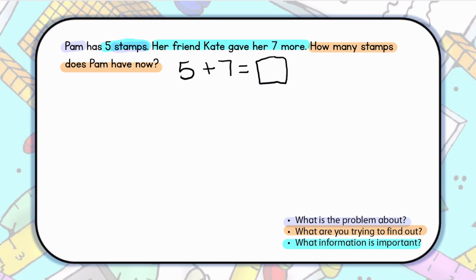Okay. So what can I do to solve this? Let's see. I could draw 5 circles, right? And then 7 more. And then count them all together. Sure, I could do that. But what if I told you that there is actually a better way of solving this? Would you believe me? Well, I'm going to show you. We're going to use our knowledge of 10 to help us out.